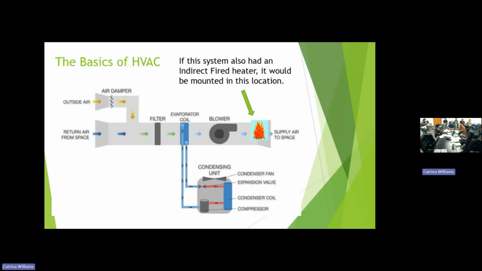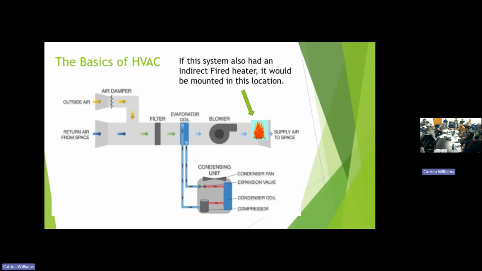Now, if, for example, we want to heat this space too, if you had an indirect fired heater, and I know I have a cartoon here, just an open flame, an indirect fired heater would be located on this side of the blower, the pressure side of the blower, where it's typically mounted. I just wanted to show where that would be if you did have heat that you needed as well. I don't think you need it today, but that's something to consider.